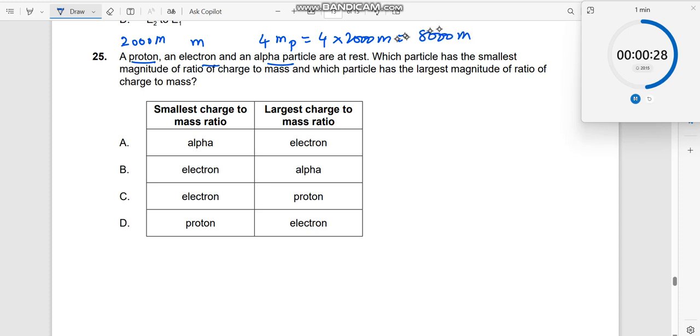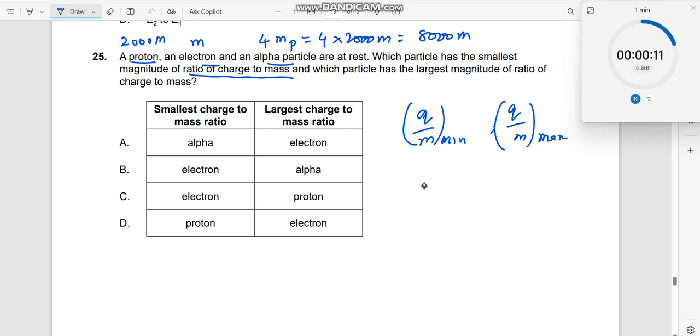Roughly I am writing, okay? I am not giving the correct answer. Which particle has the smallest magnitude of the ratio of charge to mass? Charge to mass, smallest, minimum, and the largest, Q by M, maximum. That's what we need. So let us write down alpha, electron, proton, and find out what the minimum is here.